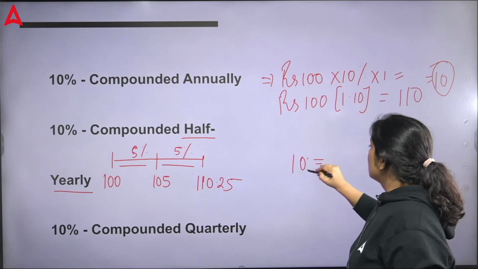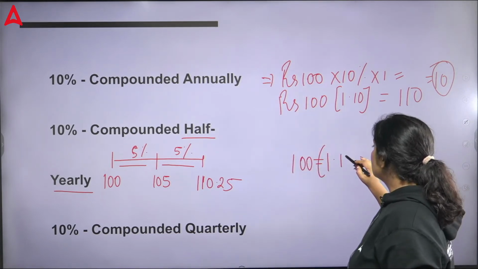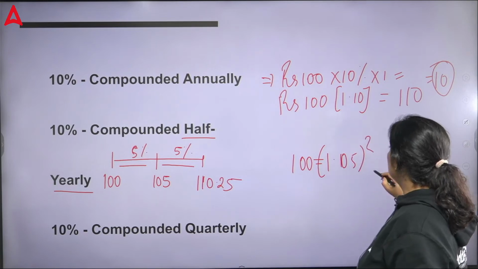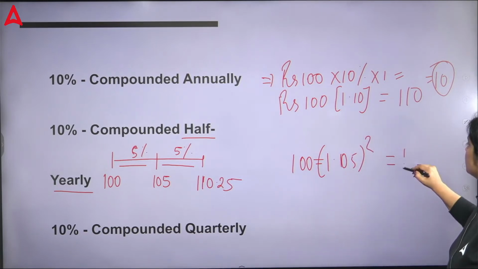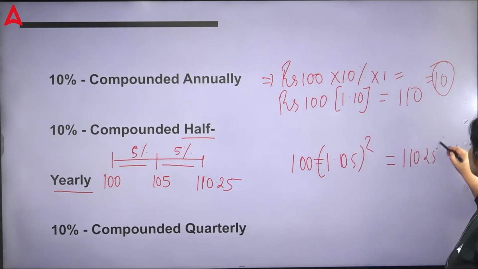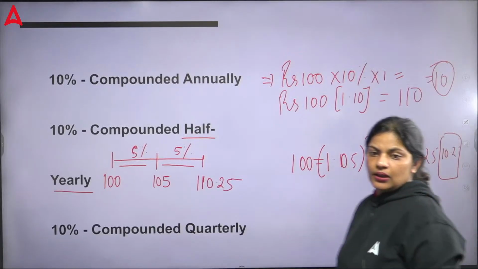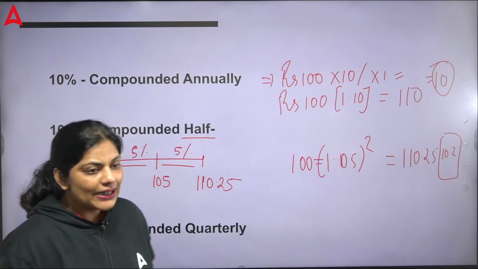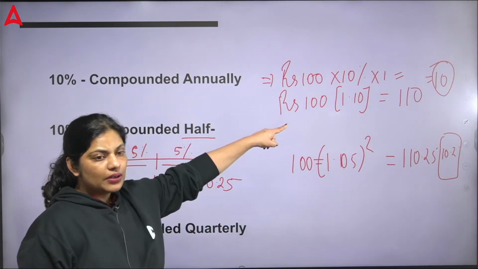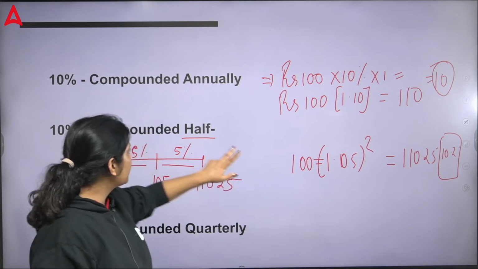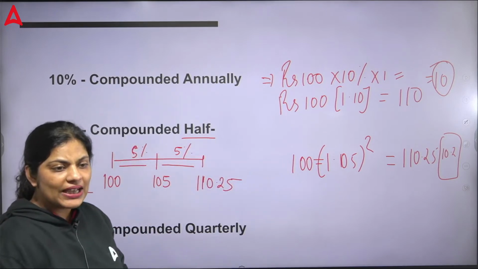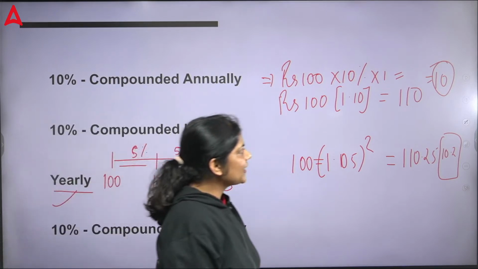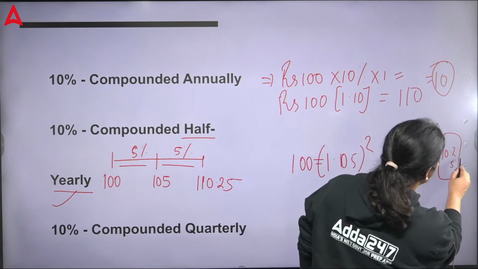So the effective rate of interest in the annual case is rupees 10, but in this case it will be 100 into 1.05 power 2, which will give you 110.25, that is 10.25%, correct? Though the nominal rate of interest was 10, the effective rate of interest in case of half yearly, where the compounding has increased, is 10.25.